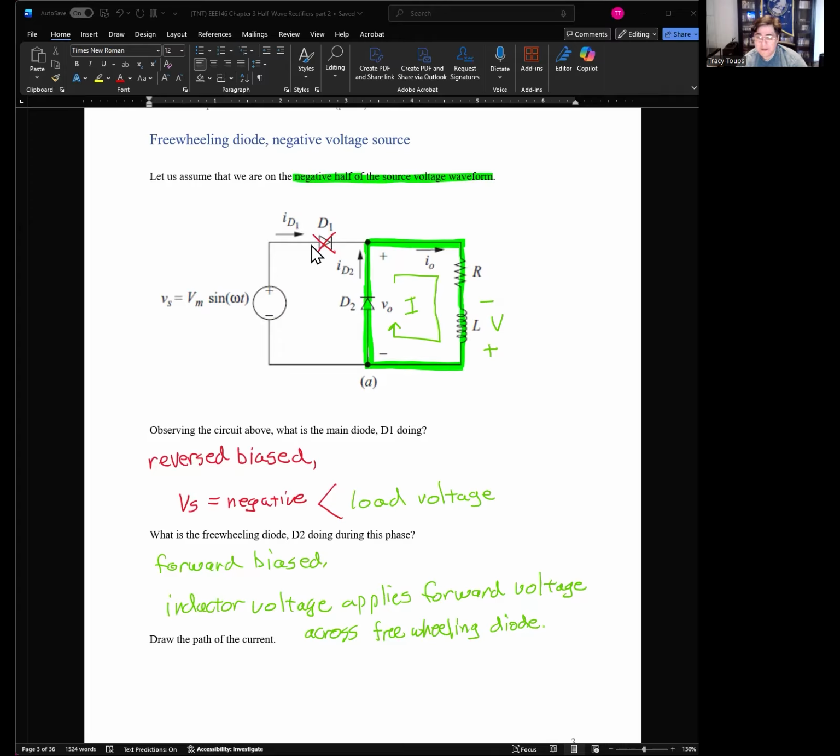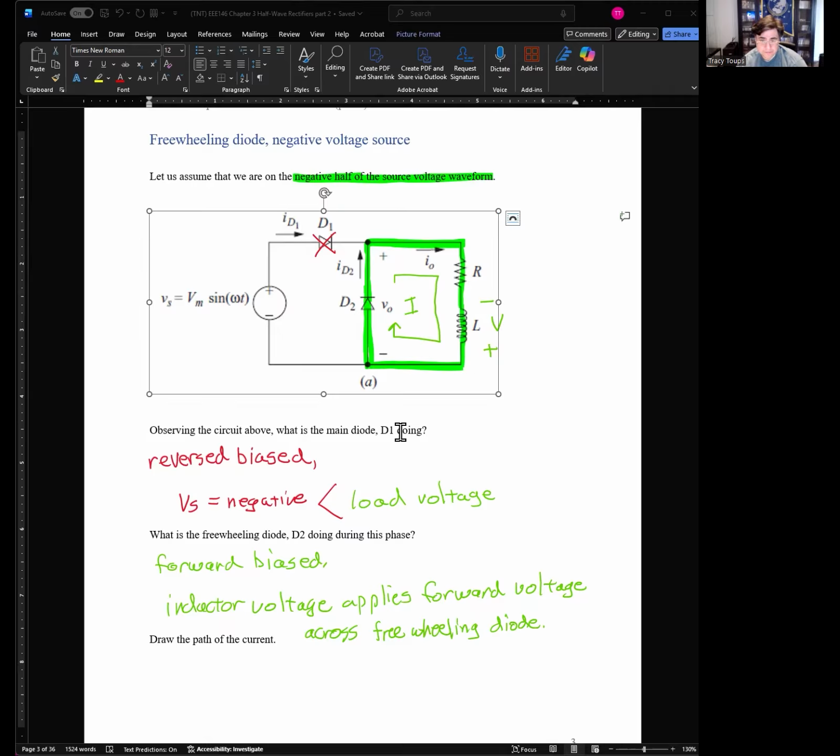Now, what is the freewheeling diode D2 doing? Remember, we had current flowing through an inductor previously. Just because we turn off the source doesn't mean the inductor stopped. It's going to keep on going, but now the inductor turns out to be the new voltage source in the circuit. So an inductor is acting like a voltage source. You can even put a positive and negative V right here. This bottom part is going to be the highest point in voltage.